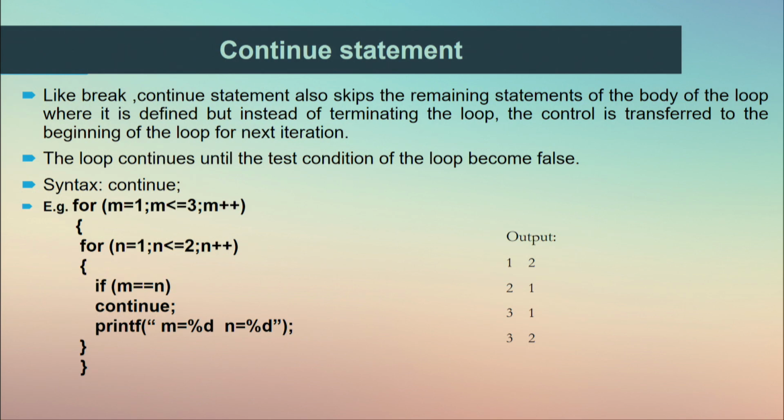An example of a continue statement: we are using a nested loop with the control variables m and n, and here we are checking if the control variables are equal, we are continuing the loop. Sorry, only when the control variables are different, we will be doing the process, or otherwise the loop execution continues.